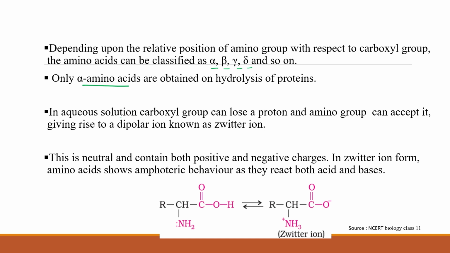In an aqueous solution, the carboxylic group can lose a proton and the amino group can accept it. After this transfer of proton, it gives rise to a dipolar ion, which we know as zwitterion. You can see over here, this one is gaining a proton, right? This one is losing, and this is neutral and contains both positive and negative charge. In zwitterion form, amino acids show amphoteric behavior, meaning they can react with both acid as well as base.